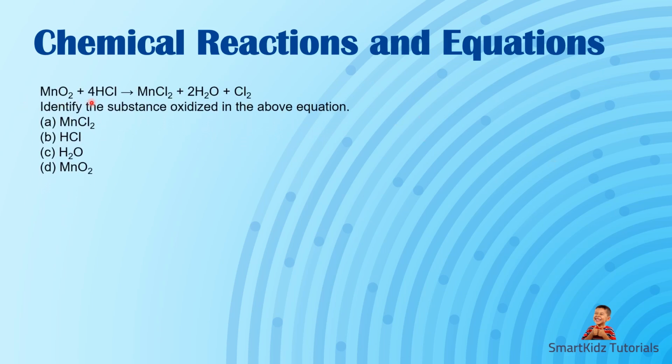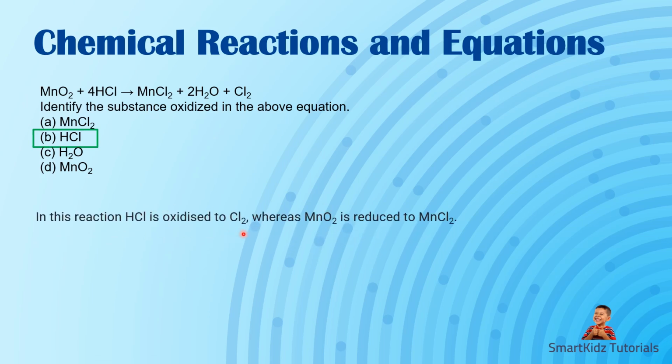Next question. Manganese dioxide reacts with hydrochloric acid to give us MnCl2, that is manganese chloride, and water. Identify the substance that is oxidized in the above reaction. So clearly you can see that manganese dioxide is losing oxygen and it is getting transferred to the hydrochloric acid, which is getting converted to water. So hydrochloric acid is actually getting oxidized. That's the answer. In this reaction, HCl is oxidized to chlorine, whereas MnO2 is getting reduced to manganese chloride.